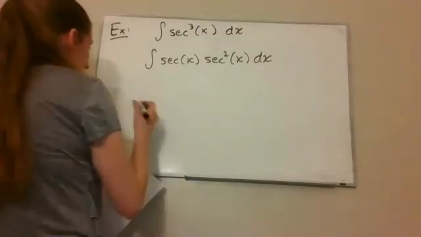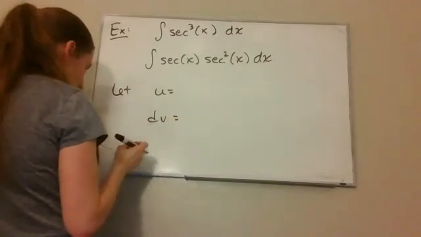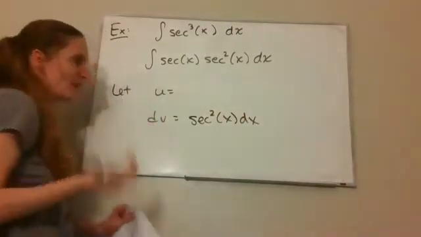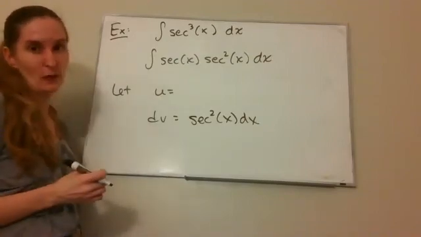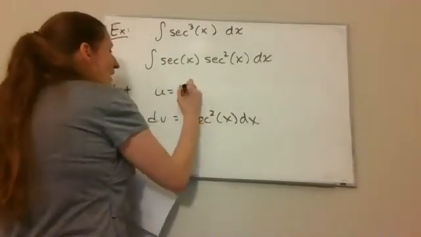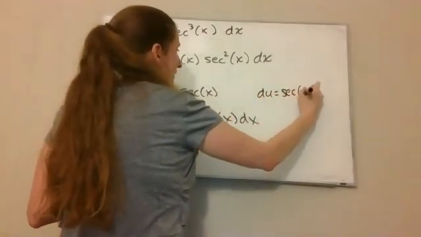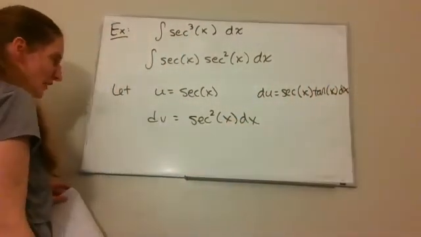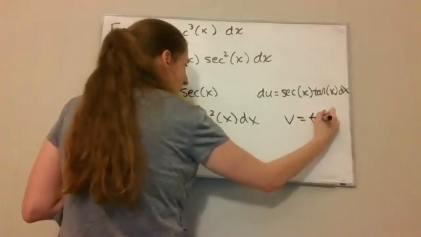Instead, we're going to do integration by parts. We need to pick a u and a dv. Now, I personally would pick my dv to be secant squared, because I know the antiderivative of secant squared is tangent. If I had done u equals secant squared, you would need a chain rule to find du, and that gets more complicated. But if u is just secant, okay, the du is a little more complicated, but at least it doesn't involve a chain rule. My du would be secant x times tangent x dx. Now my dv is secant squared, so my v would just be tangent.